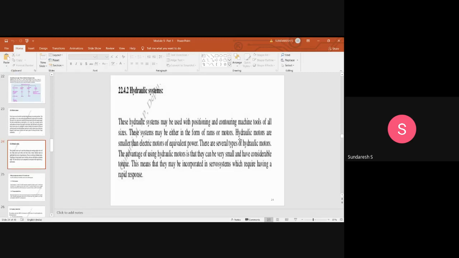And next come hydraulic systems. In this case, we use rams or motors.